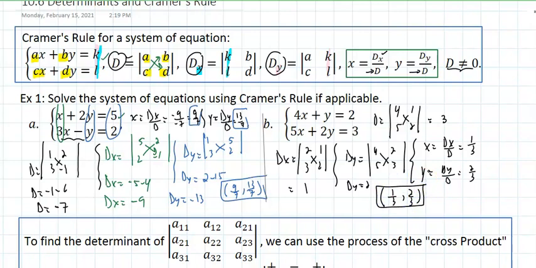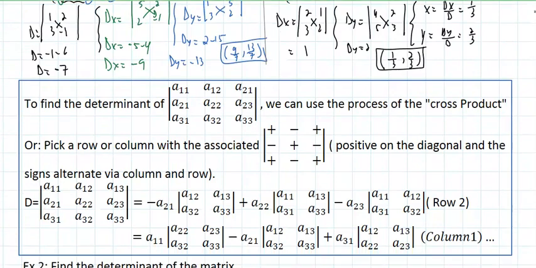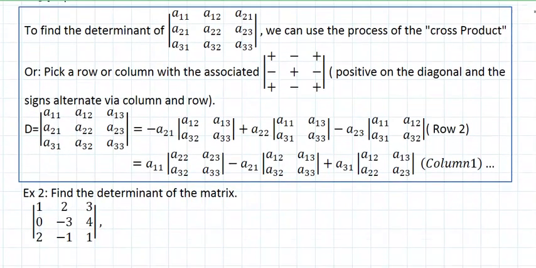Now, something that we did back in the days, we could still do if you wish every time. If I want to find the determinant for a 3 by 3, I really have 9 options. Actually, 6 options. If I want to find the determinant of a 3 by 3, I could use column 1, column 2, or column 3. I could use row 1, row 2, or row 3.